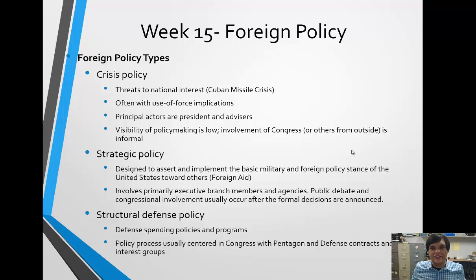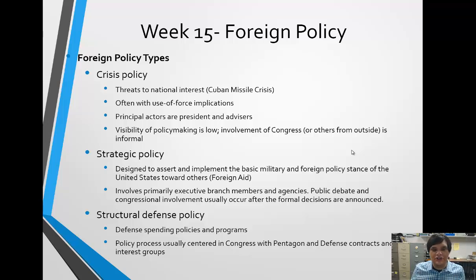Now, dial it down a notch, and then you have the strategic policy. And the strategic policy is much more forward-looking. It doesn't need to be dealt with immediately, and it's usually just designed to assert and implement the basic military and foreign policy stances of the United States towards others. And so the example I gave here is foreign aid.